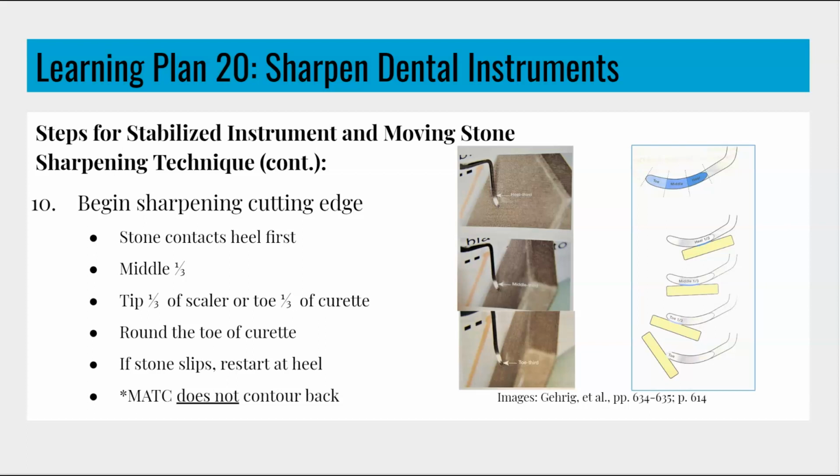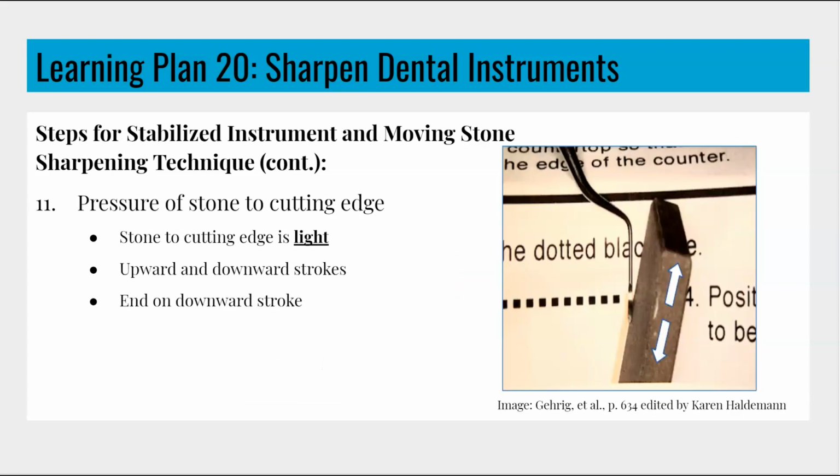MATC does not contour the back of the instrument as is demonstrated in the textbook. If the stone slips during the sharpening process, restart sharpening at the heel to ensure even sharpening of the entire cutting edge. The pressure used with the stone to the instrument during sharpening should be light enough that someone could easily take the stone out of your hand. No death grips.